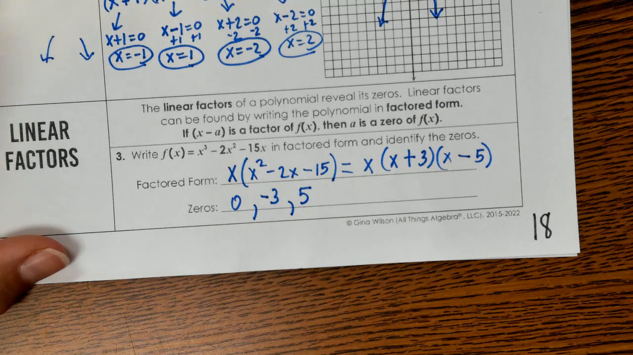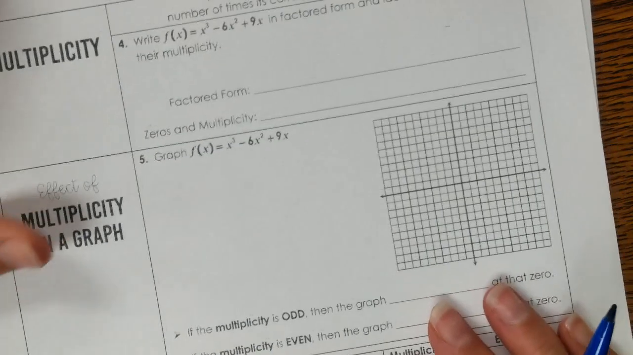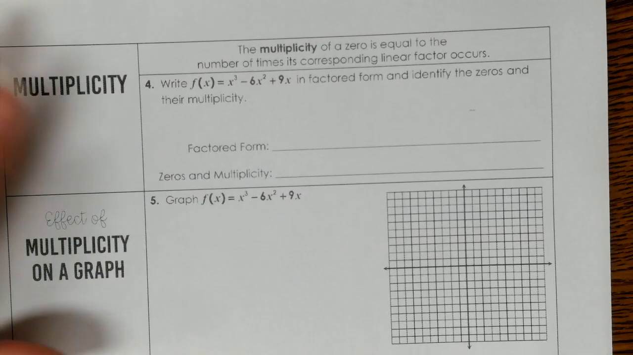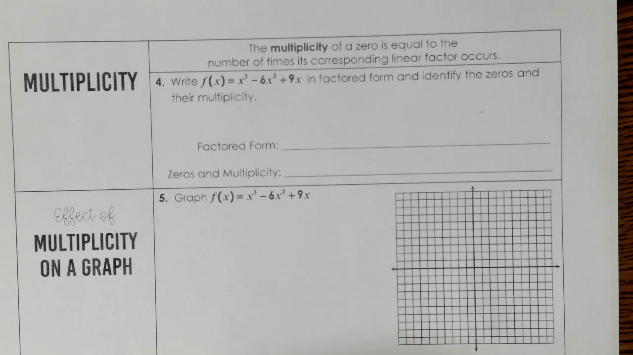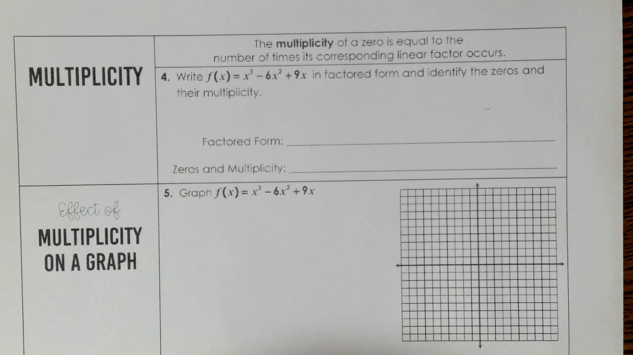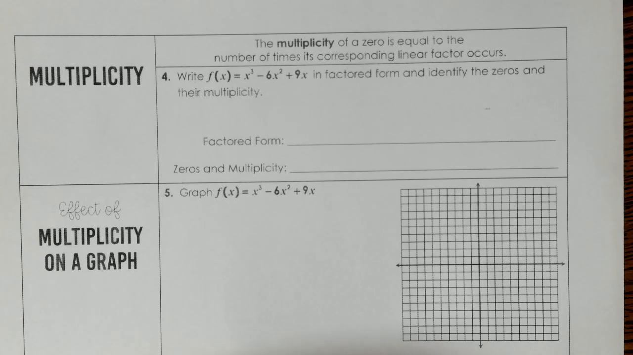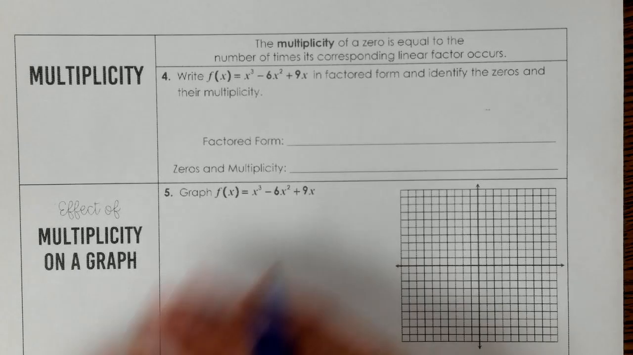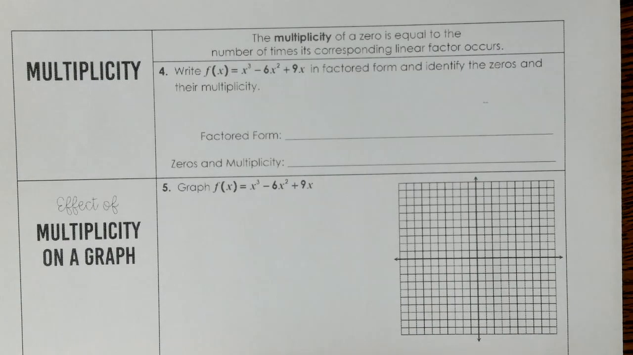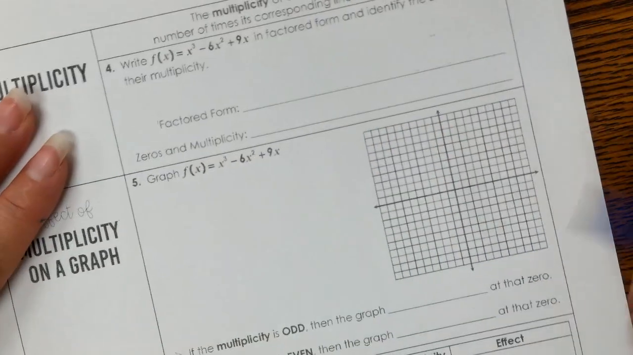Are there any questions on this number 3? Okay. Then let's move on to page 19. I want you guys to look at your problem number 4. Now, it talks about a multiplicity, and it says the multiplicity of a 0 is equal to the number of times its corresponding linear factor occurs. It's just how often it happens. It wants us to factor this first little problem and identify the zeros. So we can do this one together.